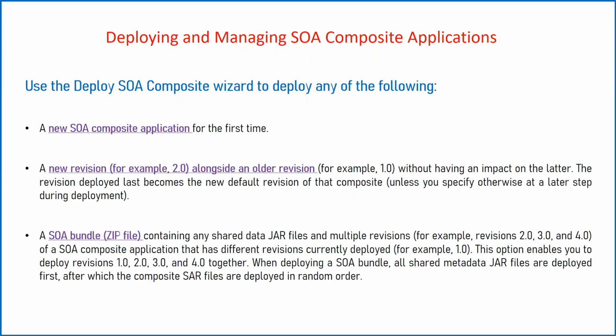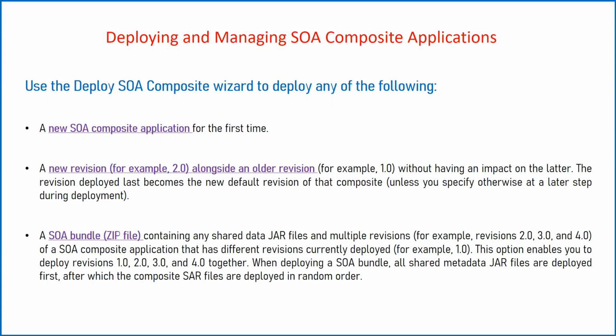Now, deploying and managing a SOA composite application. What are the different options for deploying a SOA composite and what are the related configurations? Okay, so when we go for the deployment of a SOA application, we have three kinds of options. The first is that you are deploying a new application. That means you have got a new composite from the developers, or maybe you are the developer, and you are deploying a new composite file.